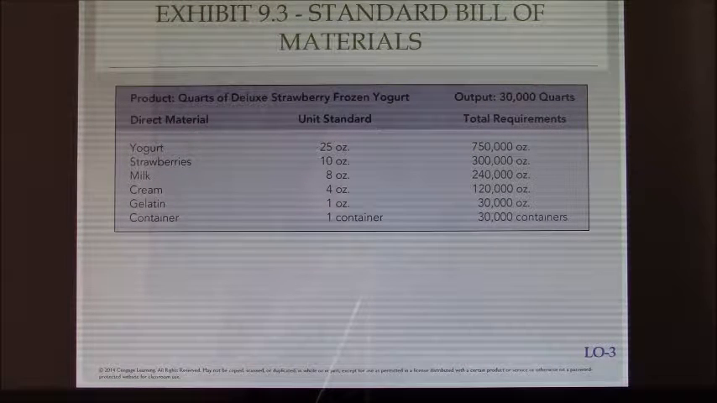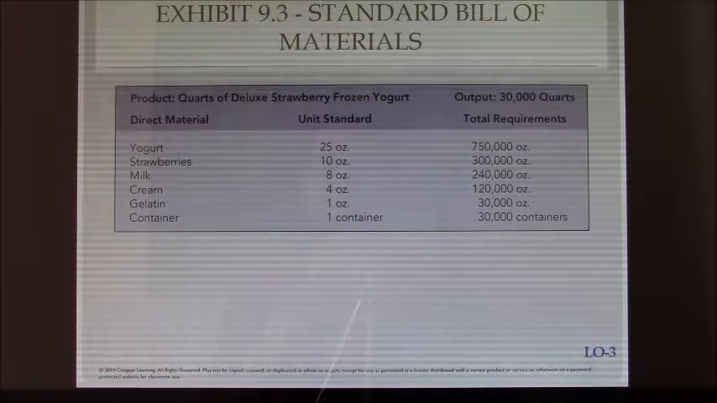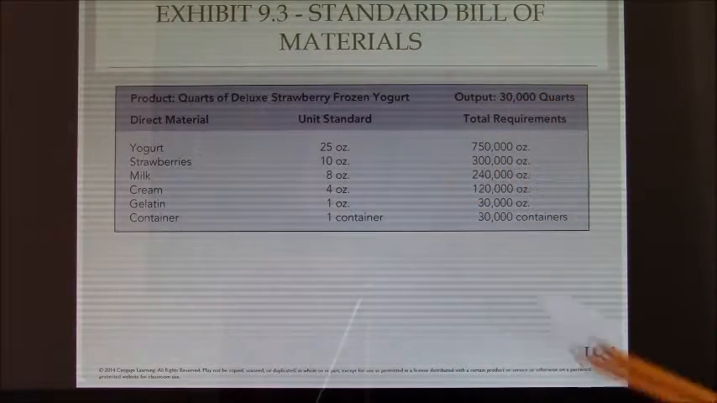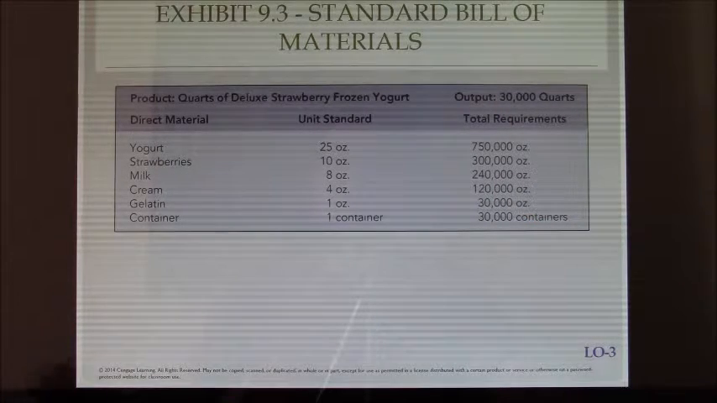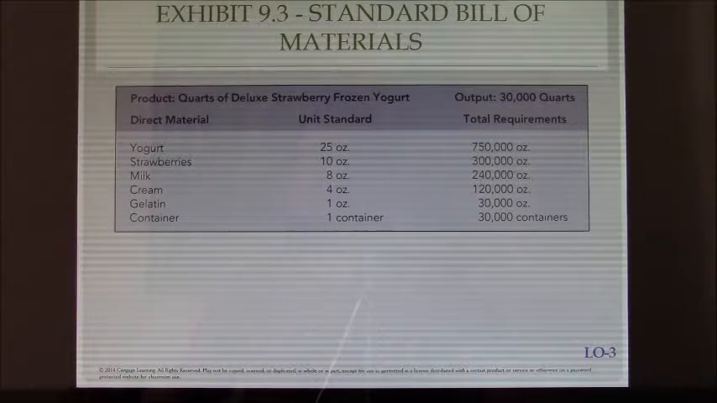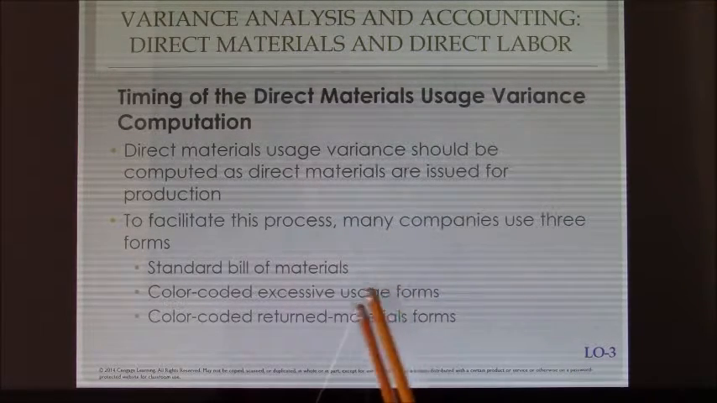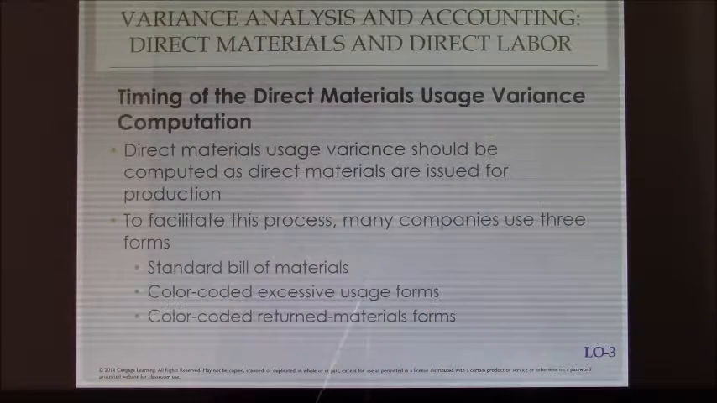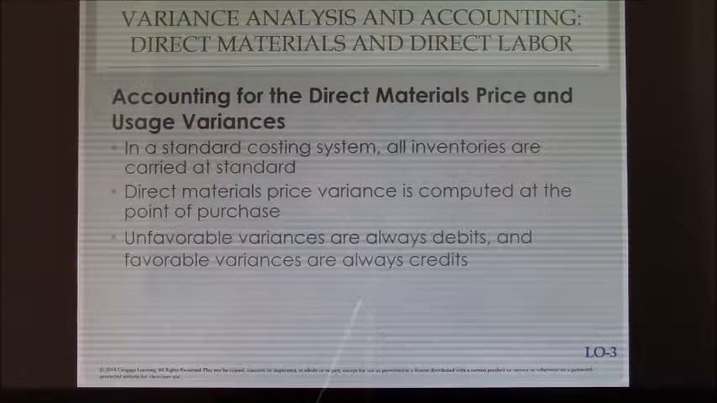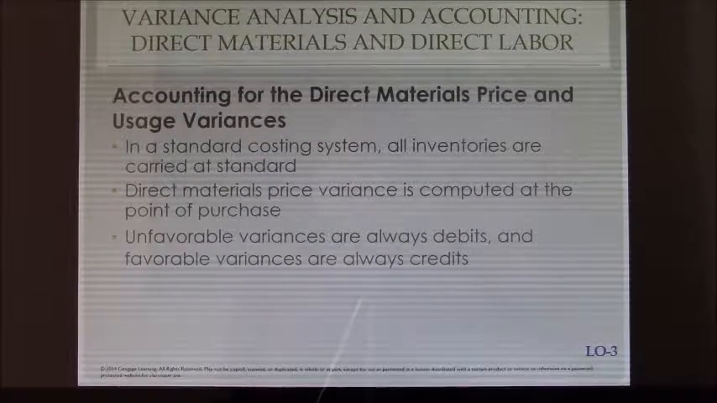So here's a standard bill of materials. If you're going to make 30,000 quarts, you required these certain amounts. Here's the standard to make 30,000. You multiply it, and so that's what you've requested from direct materials warehouse. And you may have to request more, as it says here. You have your standard, and then you have excess usage forms or return material forms, and you can track your variance as they're issued. All right, so let's stop here, and we'll talk about various analysis.